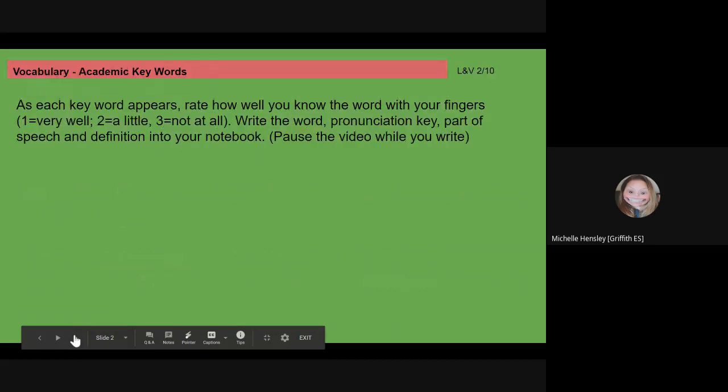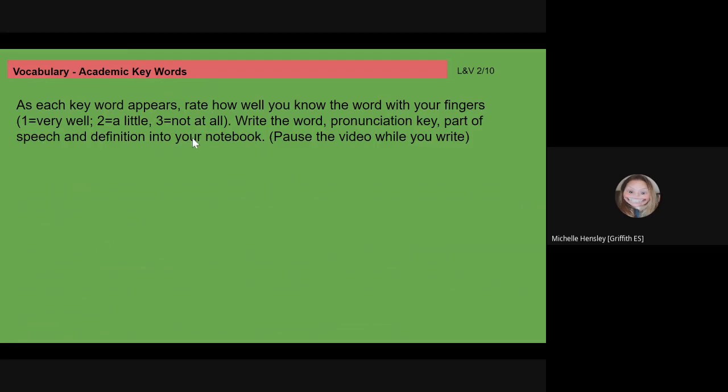As each word appears, same as yesterday, you're going to give me a 1, 2, or 3. You can hold your fingers up in the air, say 1, 2, or 3 out loud, say it in your head, or jot a little 1, 2, or 3 down. Jot means to write it down in your notebook. You're going to want to rate how well you know the word now so that you can compare at the end of the week and at the end of the unit to how well you know it then. Our first word is diversity.